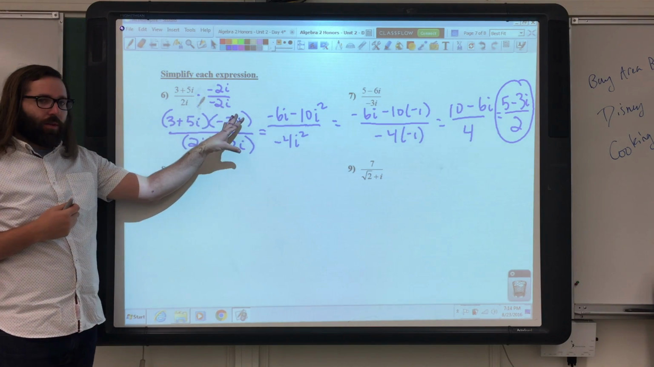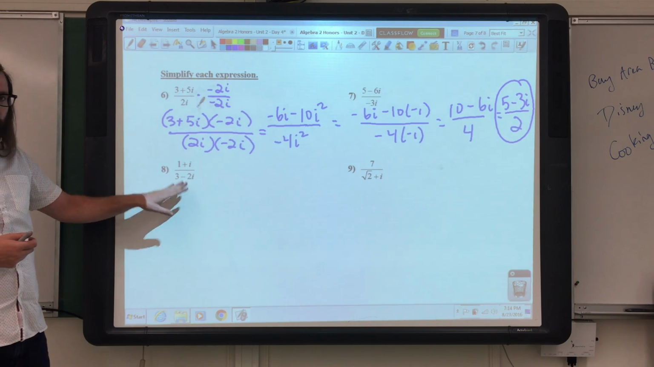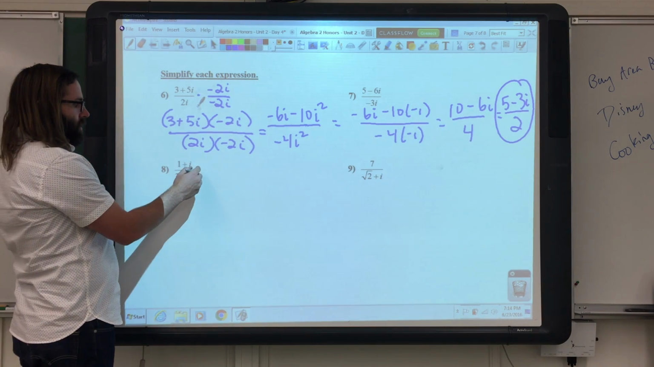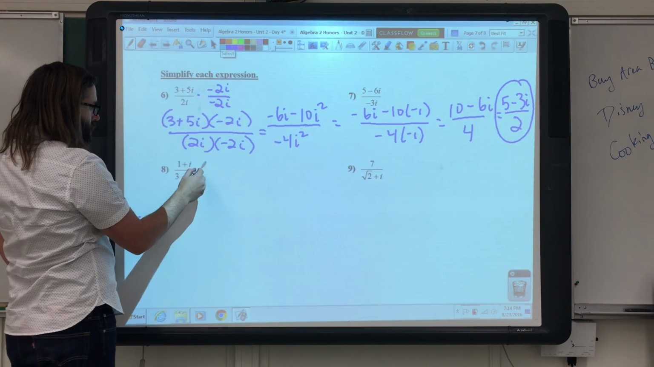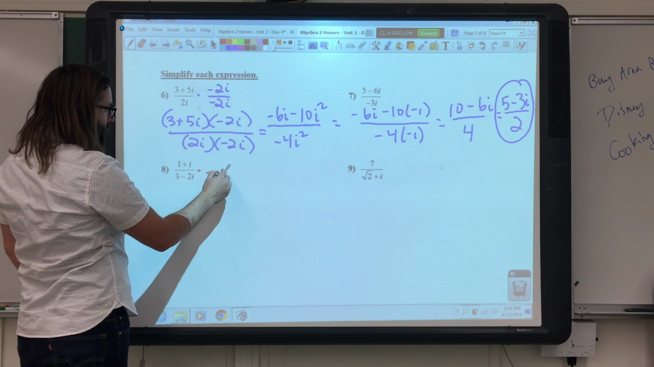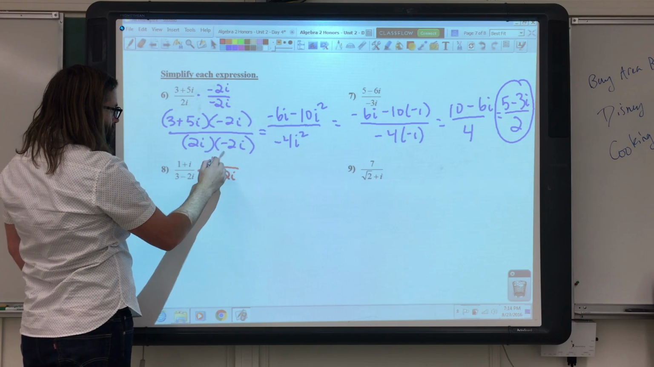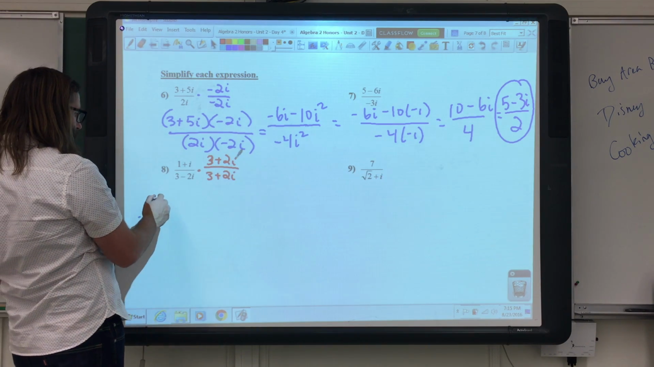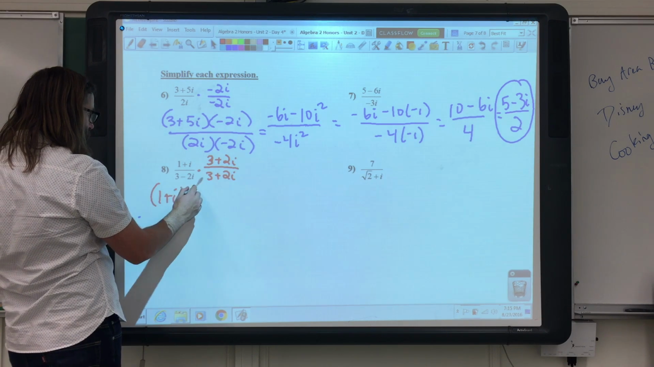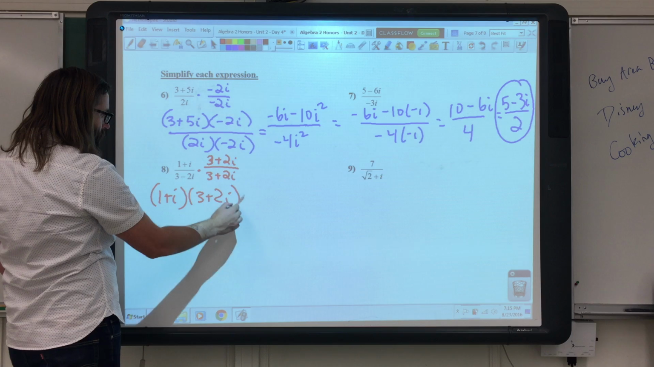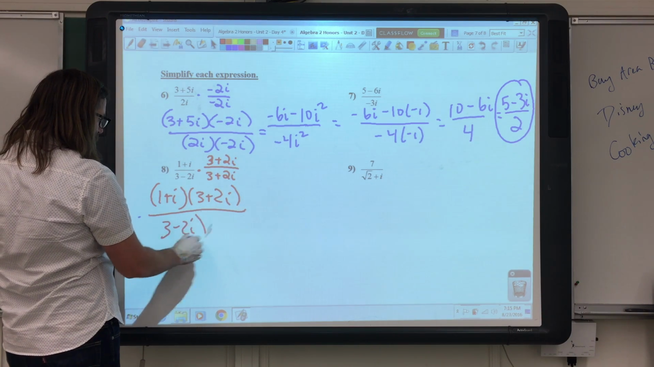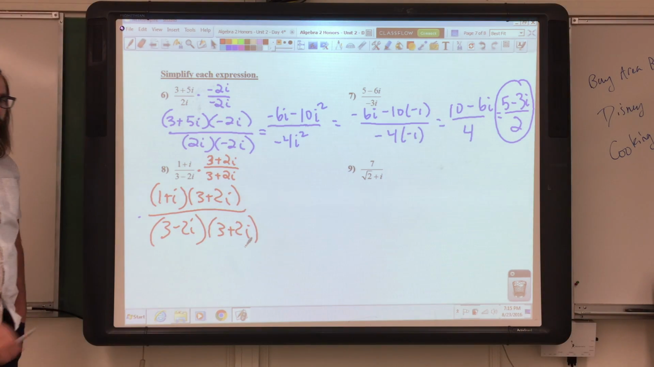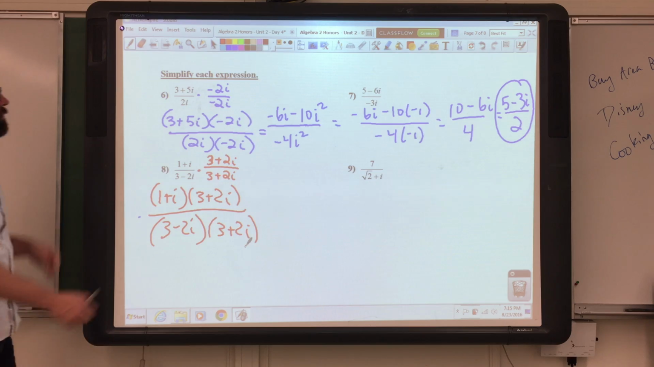Okay, so to keep this up, we're going to go to number 8. Okay, we're on number 8, then I'll go to 7, then 9. So number 8, the complex conjugate is going to be 3 plus 2i. So when you do all this, you get 1 plus i times 3 plus 2i. Let's find out.